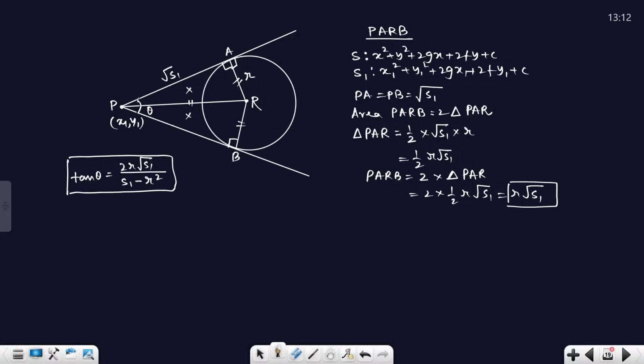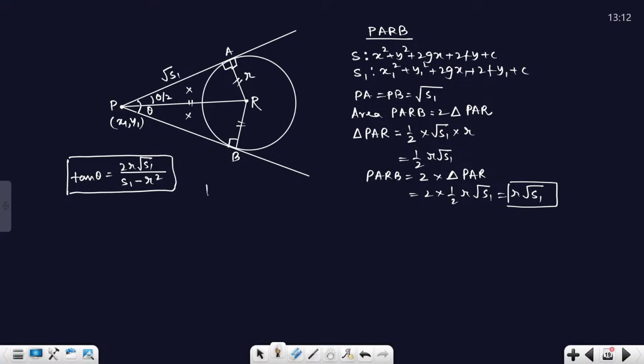I have to find out this theta. Okay, tan theta will be this. How to do this one? You see, this angle will be nothing but theta by 2, because PR is going to divide the angle APB into equal halves. So the angle APR is nothing but theta by 2.